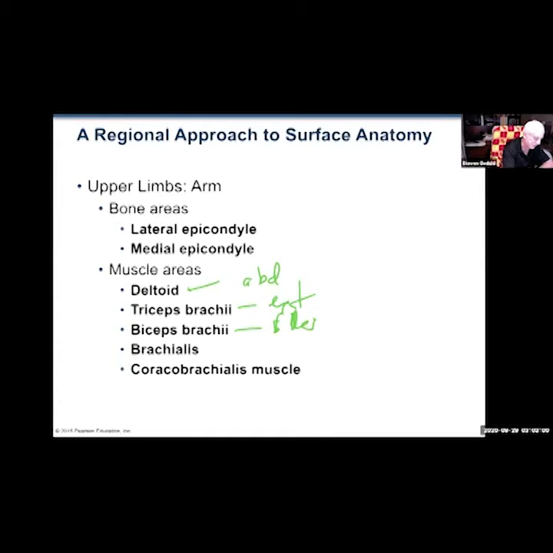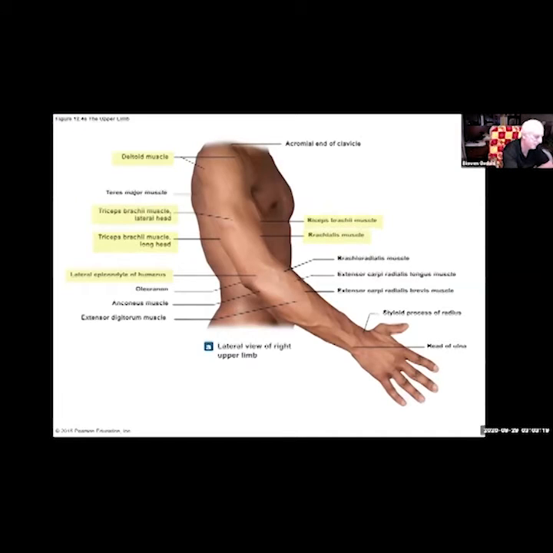Flexor muscle. You have the brachialis and the coracobrachialis, also both flexor muscles. Muscles in the anterior compartment of the arm are flexors. The posterior part of the arm are extensors. So here's your deltoid, and that's an abductor muscle. When that flexes, the arm moves away from the midline.